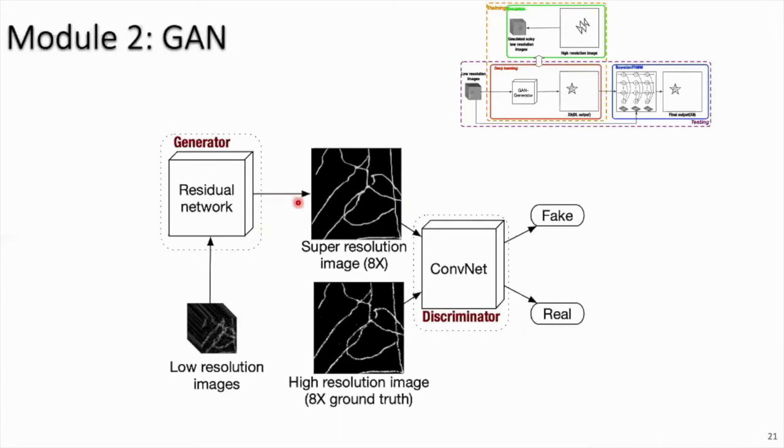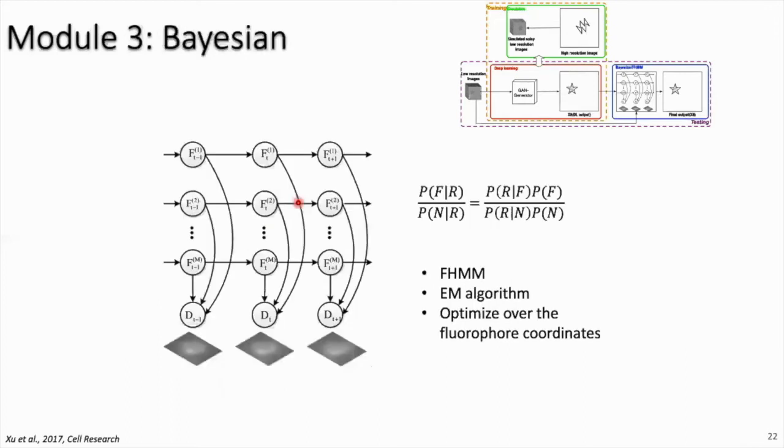We used a lot of techniques to resolve the noise issue. Regarding the Bayesian inference model, we use factorial heat map model to model all the fluorescence proteins together. And then, taking the deep learning output as a prior, we will further use the excitation maximization algorithm to optimize against the coordinates of all the fluorescence proteins together. So essentially, this is the basic idea of our method.